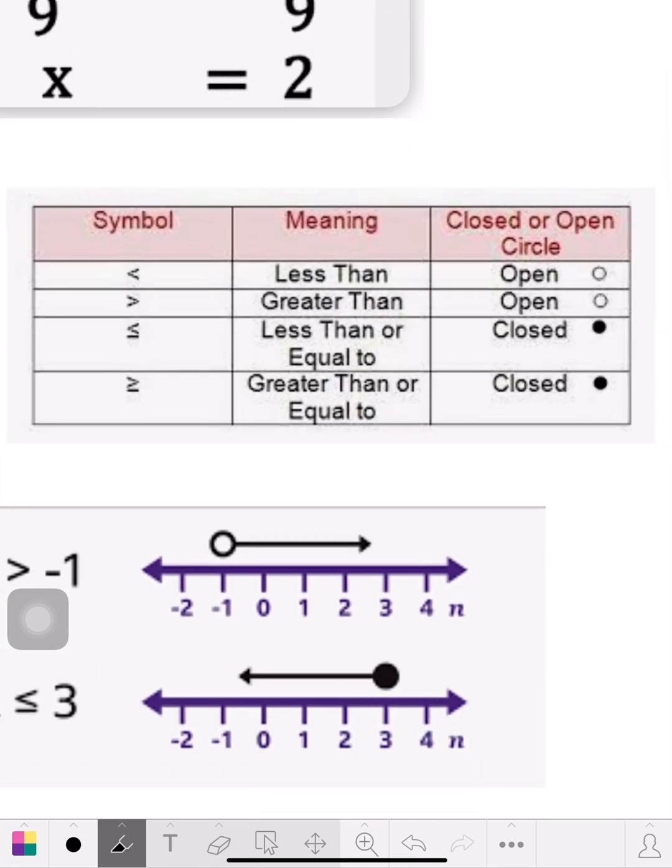I show the symbols here. The first symbol's less than, the next one's greater than, and the next one's less than or equal to, and the next one's greater than or equal to. And then to the right-hand side of that same chart, it shows what if you were doing a number line, you have an open sign if it's not equal to. You have a closed sign if it's equal to. You're kind of using more ink, okay? So just kind of think of that. You do the line underneath.